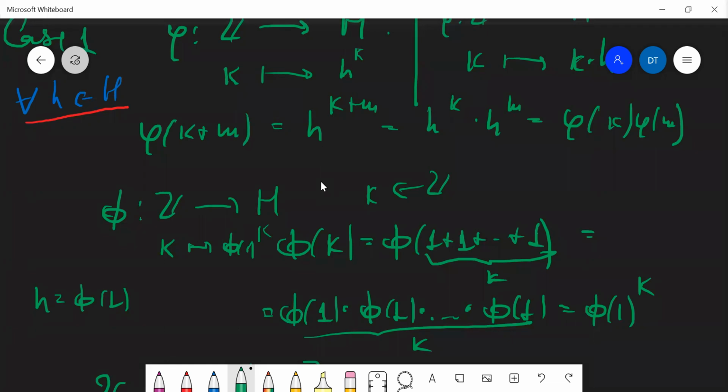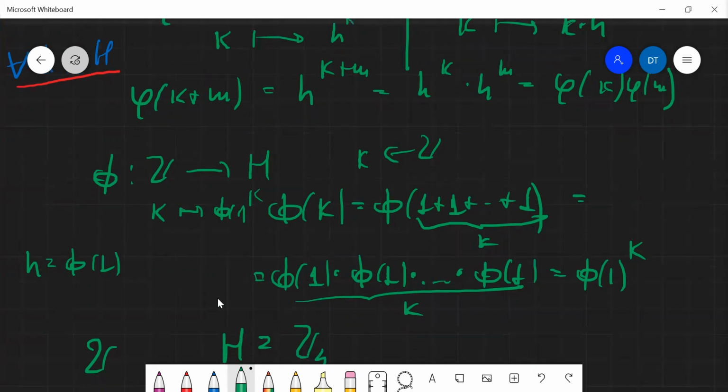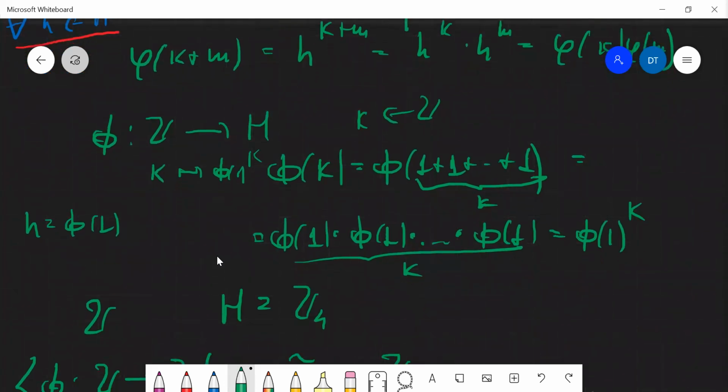Is it clear now? I don't get why phi of 1 is our element from H. Oh, well, phi is a map from Z to H. If you substitute the element 1 inside phi, it produces an element of H. Okay, yeah, I see. Thank you.